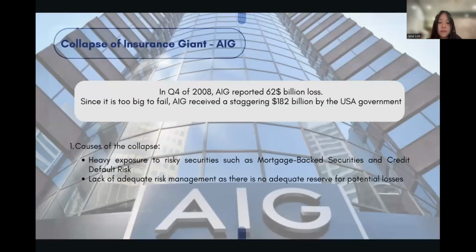Next, the collapse of AIG, a giant in the insurance world, further highlights this risk. In Q4 of 2008, AIG reported a 62 billion loss. Since it is too big to fail, AIG received a staggering 182 billion from the USA government. The main causes of the collapse is heavy exposure to risky securities such as mortgage-backed securities and credit default swap. Next, lack of adequate risk management, as there is no adequate reserve for potential losses.